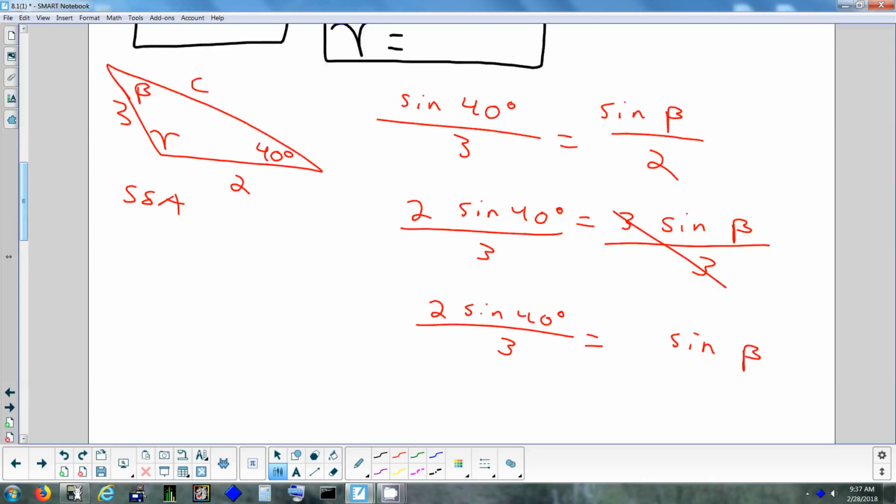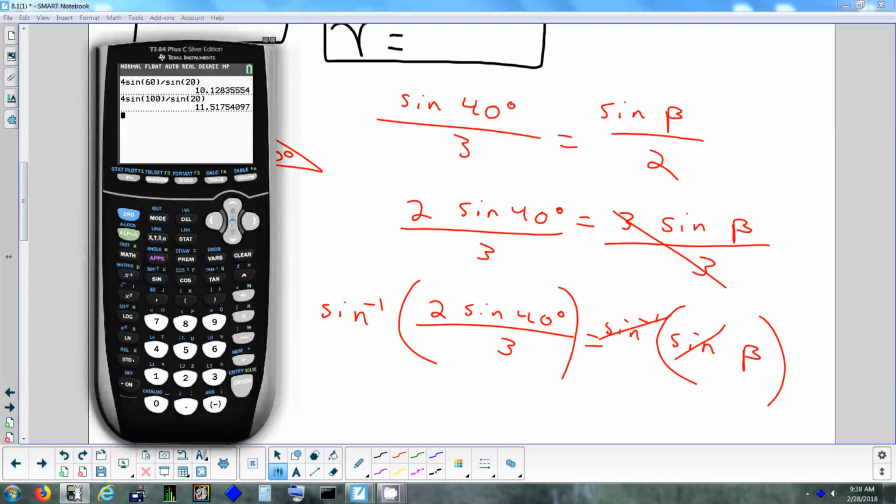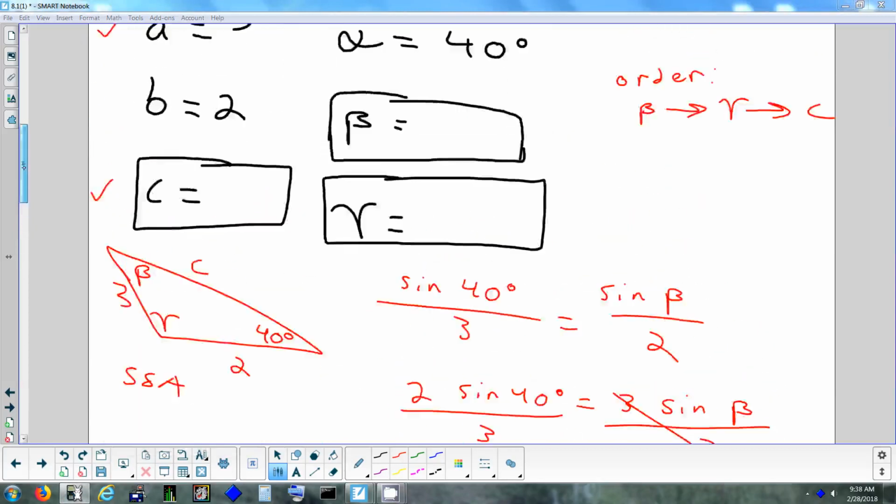What would be my next step? Did you do the inverse sine? Yes, I'm going to take the inverse sine of each side. Inverse sine, inverse sine. On the right, it cancels out. And let's do it on the left. So inverse sine of 2 sine 40, close the parenthesis, divide by 3, close it again to end the inverse sine argument. Okay, so we get 25.374.